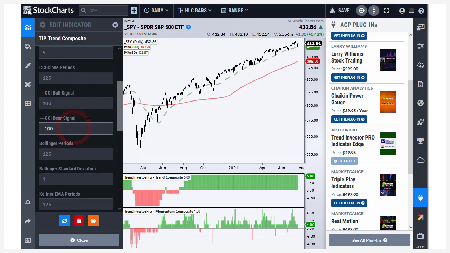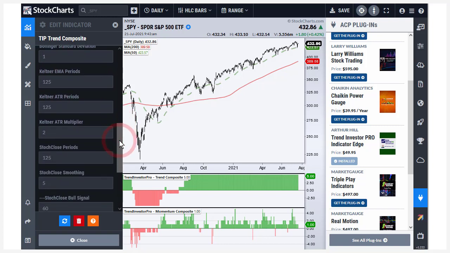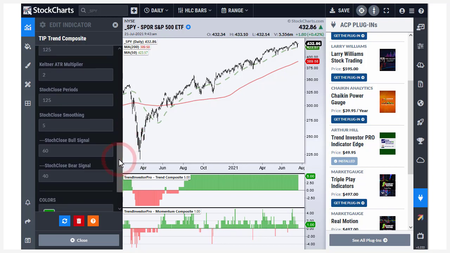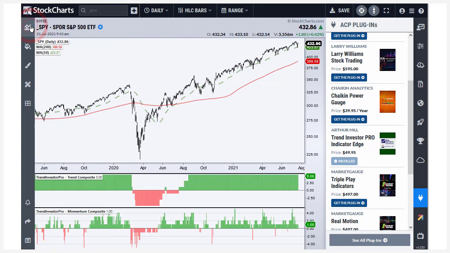Below minus 100, it's bearish. I'm using 125-day Bollinger Bands with 1 standard deviation. I'm using 125-day Keltner channels with 2 ATR values to set the bands above and below that center line. And I'm using Stochastic Close 125. Again, there are more details about those indicators if you click on the link.